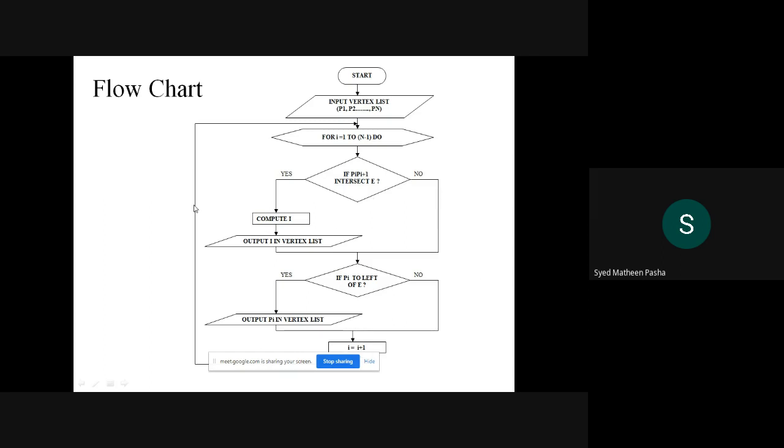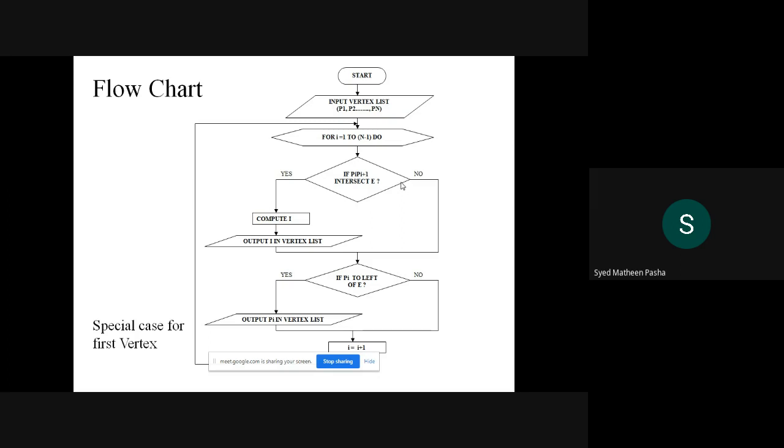So this keeps on repeating. If this is not the case, it will check again with respect to another point if it is intersecting, or else it will check if the particular point is towards the left or right. So this is just the flow of the algorithm. This is just for your reference.